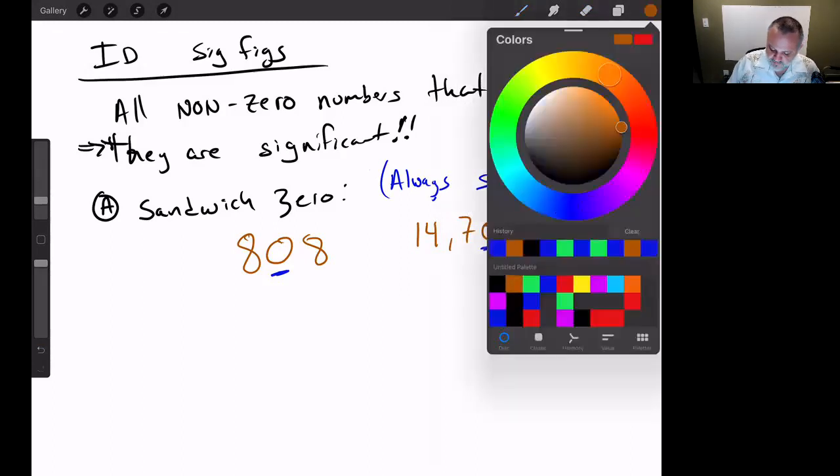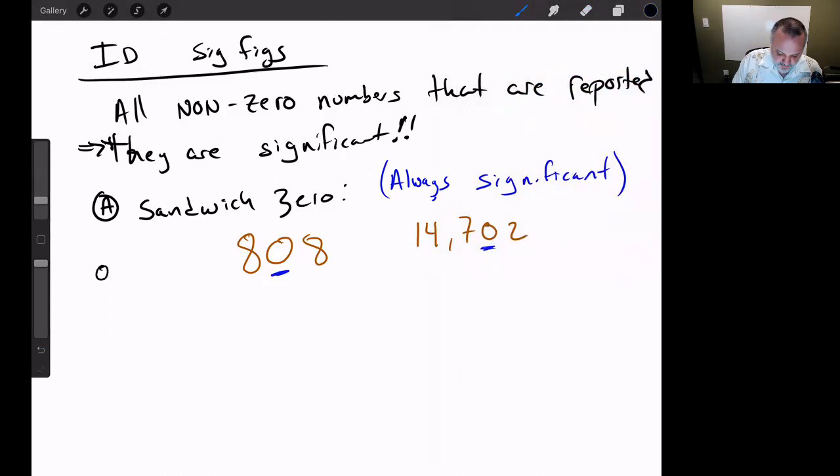This is going to be true even if the zero is after the decimal place. So 0.702, 12,463.031. This zero here and this zero here are sandwiched. And so they are significant. And so you're going to count them when we're dealing with how many significant digits does something have. Okay, so that's one situation where zeros occur that is easy to deal with.